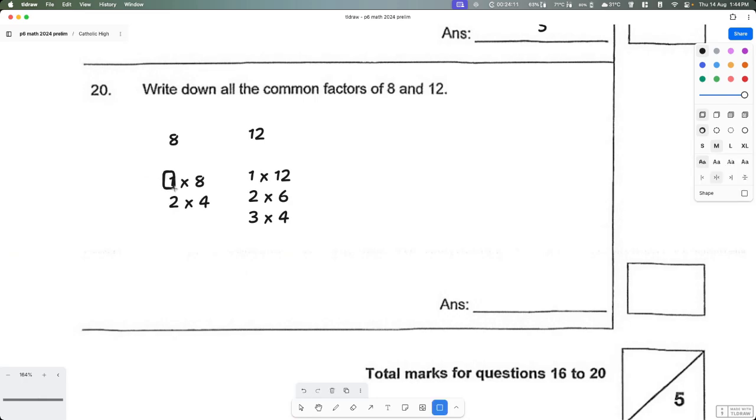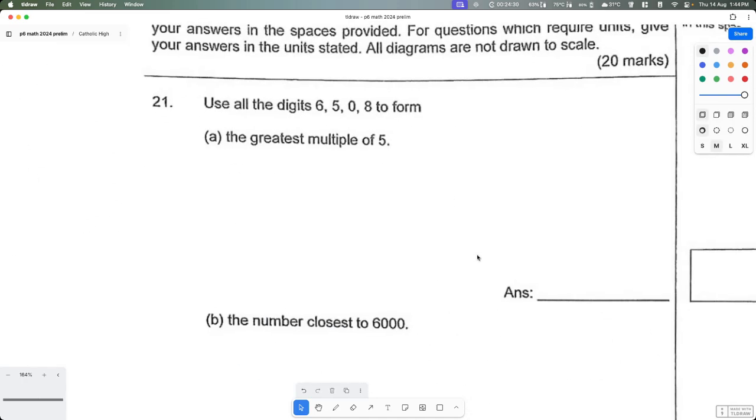So what are the common factors between them? You have 1. Then you have 1 also. You have 2 as well. And what's the last one? You have 4 as well, right? 4 and 4. There you go. So the answer to this is 1, 2, and 4. All right, let's move on to question 21.